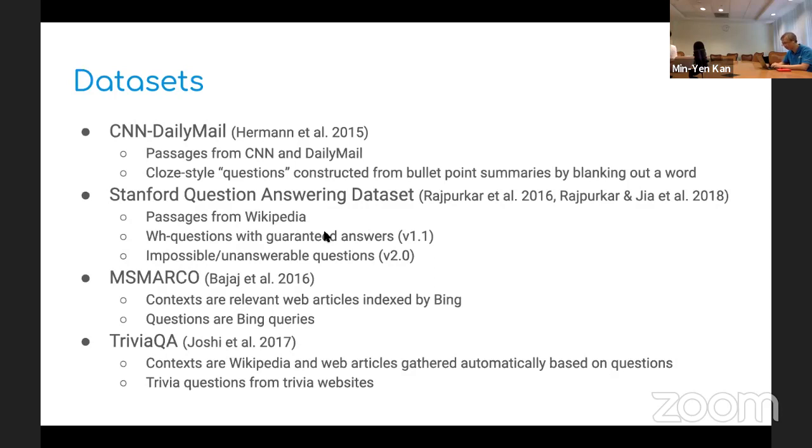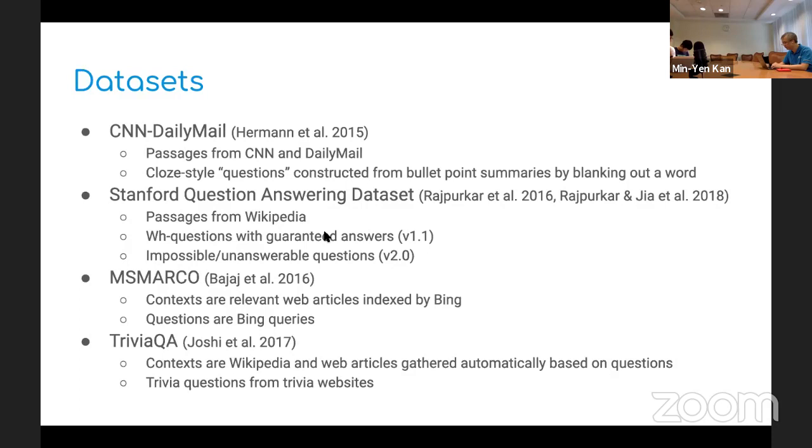The questions are more of what they call cloze style. They give you a sentence, blank out a word, and ask the machine to predict what the word is. These questions are constructed from the bullet point summaries that these articles tend to come with. You can think of the summaries as a different phrasing of the passage, and a condensed representation of the passage as well.